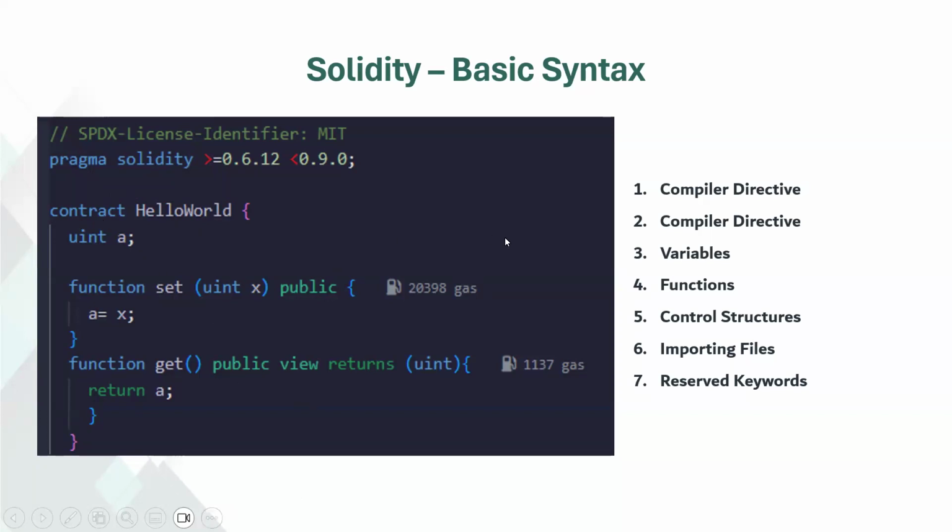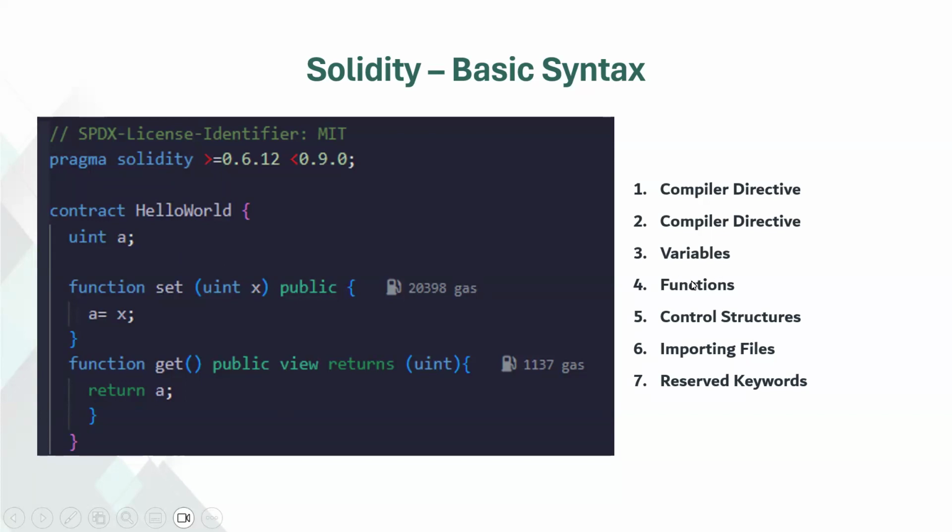About the variables, the third basic syntax here: in Solidity, we have variables to store data that can be used later in the program. There are different types of variables like uint, unsigned integer. We have also string, bool meaning boolean, and so on. The line here, uint a, declares a variable a, okay?